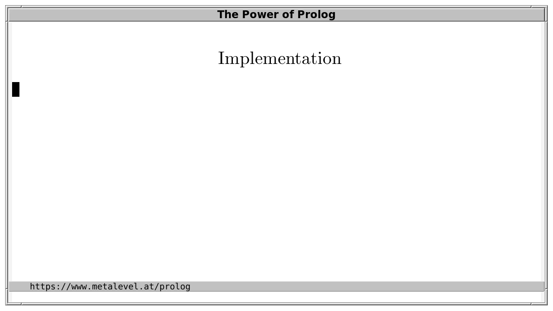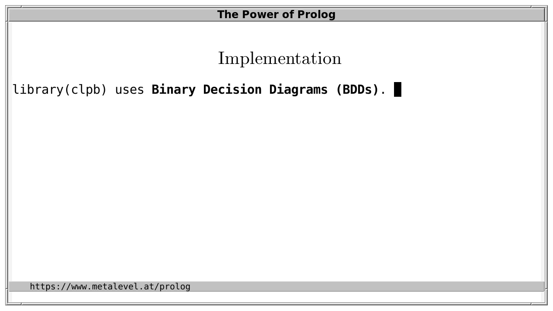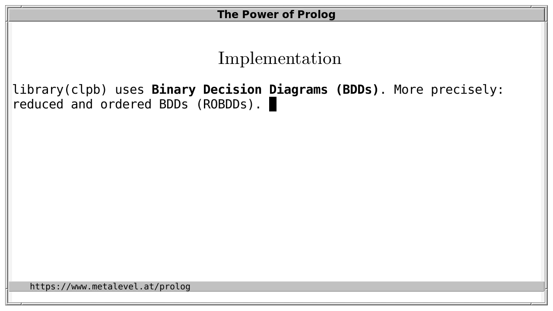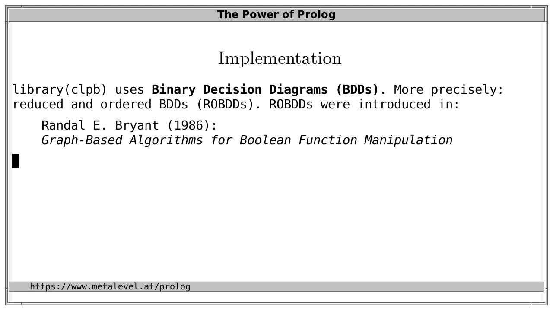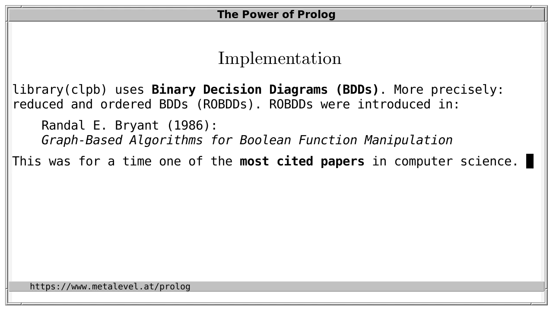Now, regarding CLPB itself. Internally, the library uses a very interesting data structure called binary decision diagrams, BDDs. More precisely, reduced and ordered BDDs, RO BDDs. BDDs date back to Shannon, and RO BDDs were introduced by Randall Bryant in 1986 in a very famous paper. For a time, this was one of the most cited papers in computer science. And nowadays, when we say BDDs, then we tend to mean this variant, that is, that they are ordered and reduced. BDDs are now heavily used in circuit verification, model checking, and so on.